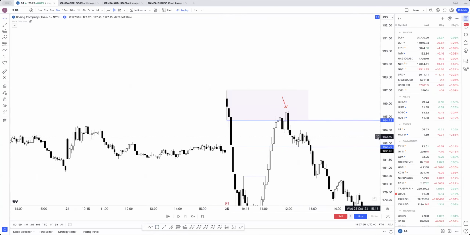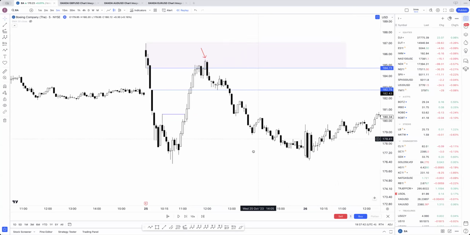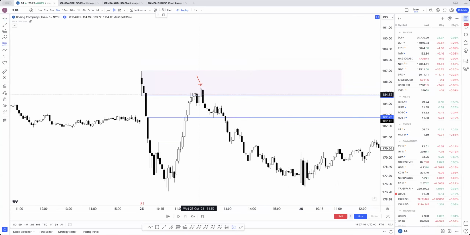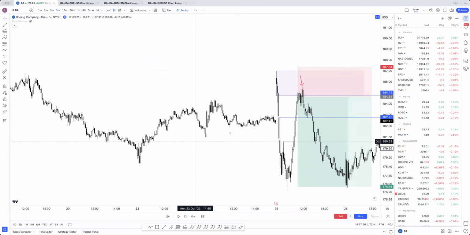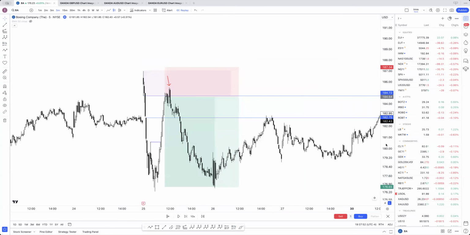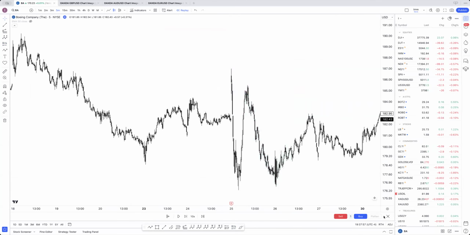Here. You can see the market slightly exceeded the fair value gap, traded into the order block, and then we got a really nice day trade on the way down. Right? So the market doesn't matter, the time frame doesn't matter. It's just a question of looking for these inducements and order blocks.